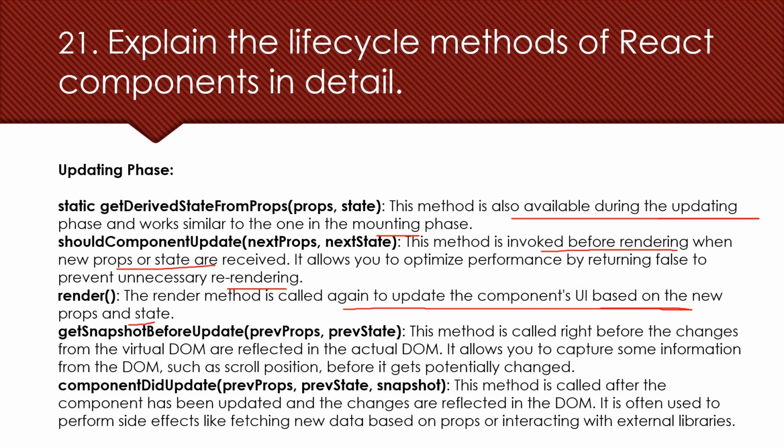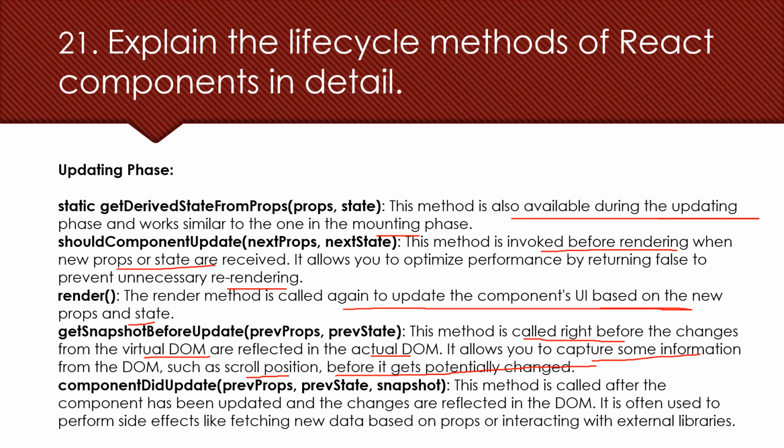The other method available in this updating phase is called getSnapshotBeforeUpdate. This method is called right before the changes from the virtual DOM are reflected in the actual DOM. It allows you to capture some information from the DOM, such as scroll position, before it gets potentially changed.